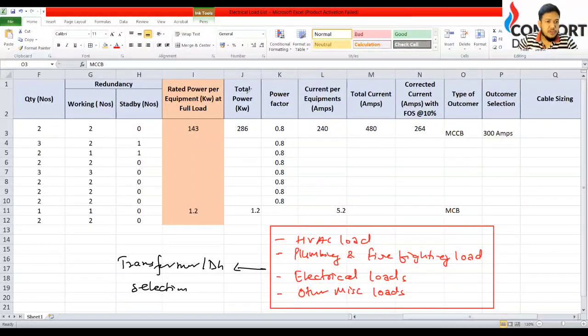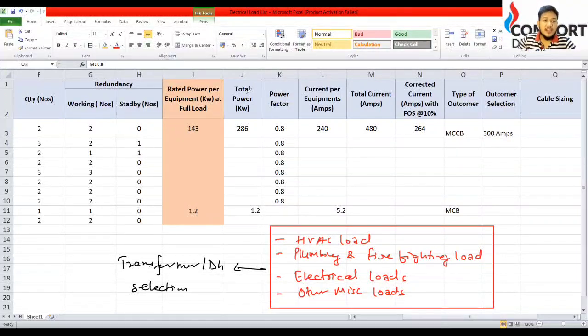What about supporting equipments like VFD for this? Definitely, if we have a VFD option, then the total power will be according to the VFD. So we would be designing it for the peak condition, and that is for the full load.